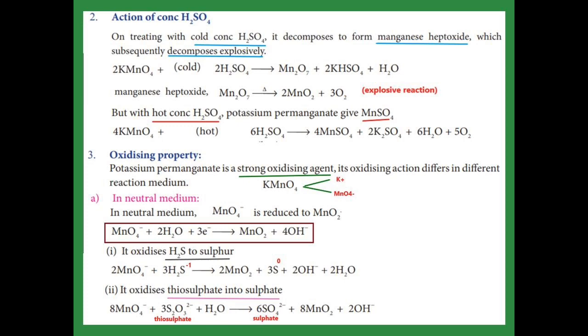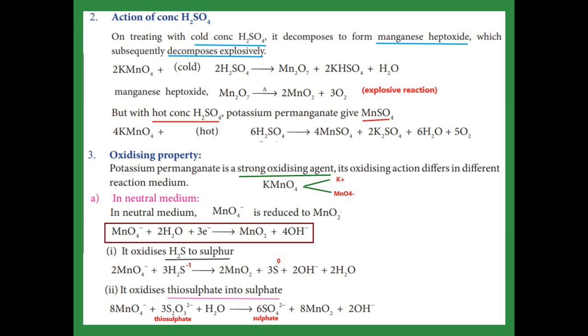Now we see the examples for that. First of all, potassium permanganate oxidizes hydrogen sulfide to sulfur. In hydrogen sulfide, the oxidation number of sulfur is -1 (as stated in the lecture). The oxidation number of sulfur is 0 because it is in the elemental state. So -1 to 0 means the oxidation number increases. So hydrogen sulfide is oxidized to sulfur with the help of potassium permanganate.